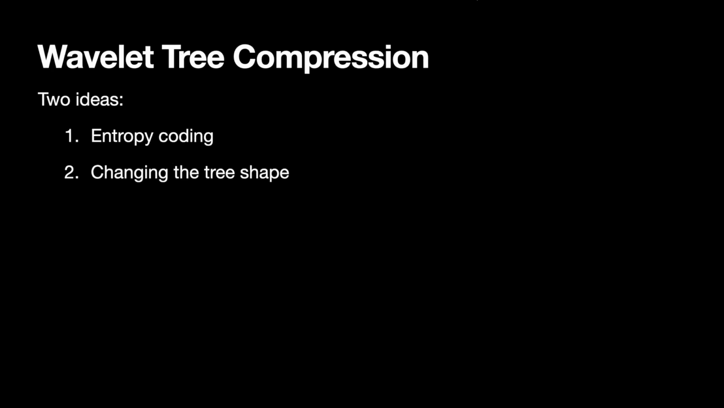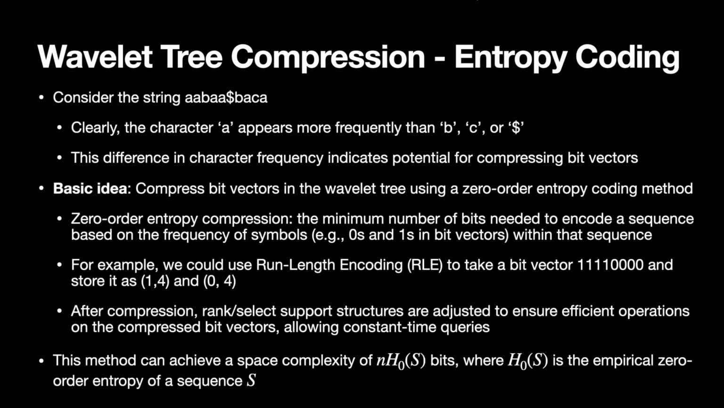In terms of wavelet tree compression, there are 2 ideas I'm going to mention here. I know there are more, but the first is entropy coding, and the second is changing the tree shape. For entropy coding, I would suggest looking at a string like AAB, AA, $BACA. Looking at this, clearly the character A is dominant. It appears more frequently than B, C, or the $. And this difference in character frequency, generally speaking, indicates the potential for compressing the bit vectors.